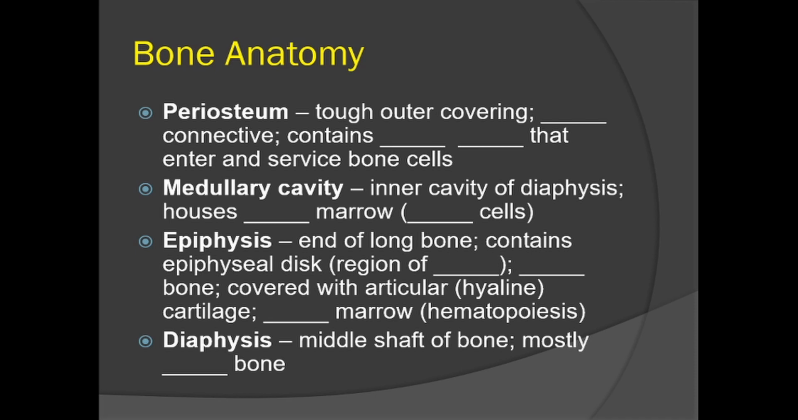The epiphysis is the end of a long bone. So, using the femur as an example, the femur would have two epiphyses. There would be a proximal one up at the hip, the head of the femur, and there would be the distal, which is down in the knee. And that contains the epiphyseal disc, which is a region of growth or mitosis. Cell division is what's going on there in the epiphyseal disc, also better known as the growth plate.